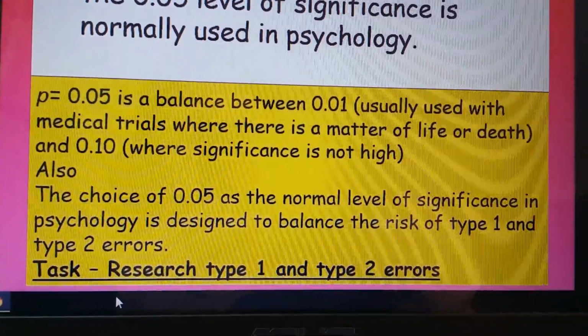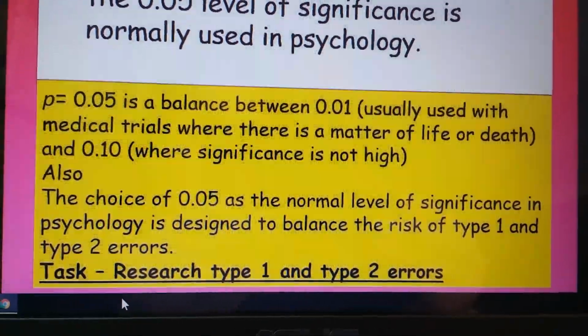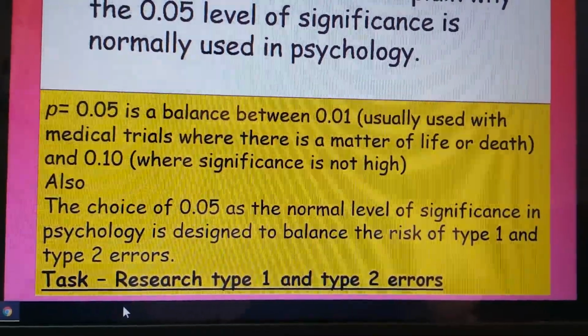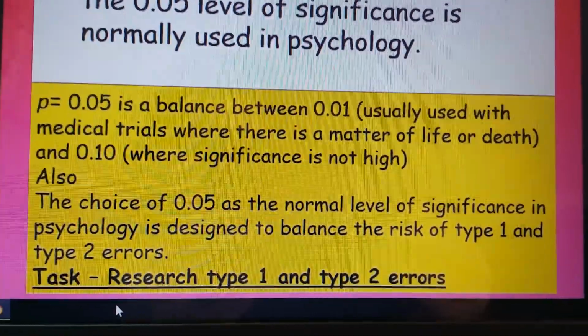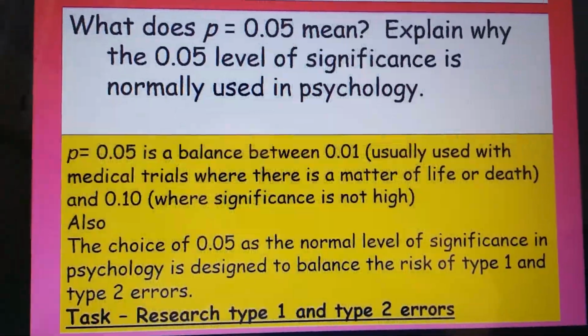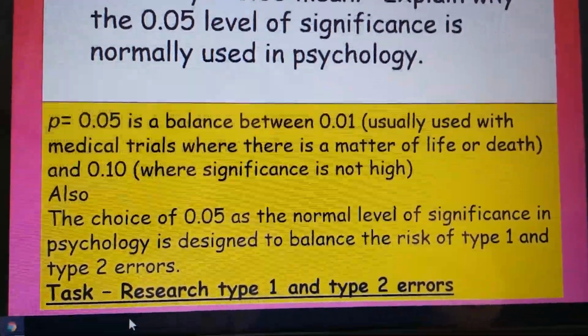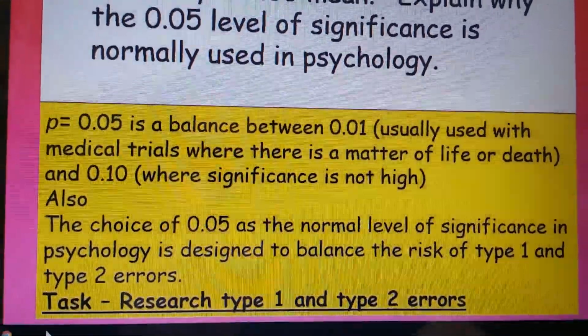Also, 0.05 is the normal level of significance in psychology because it strikes a balance between type 1 and type 2 errors. These 2 points you need to commit to memory and ensure that if you're asked a question as to why do we use the 5% level or the 0.05, this completes the answer that you will be able to give.